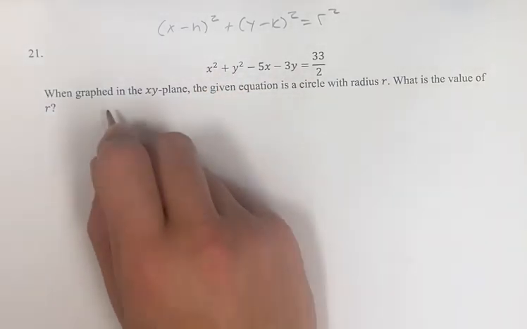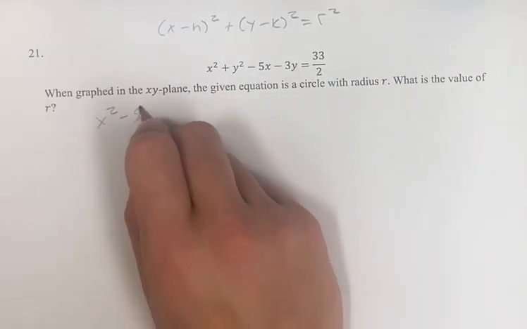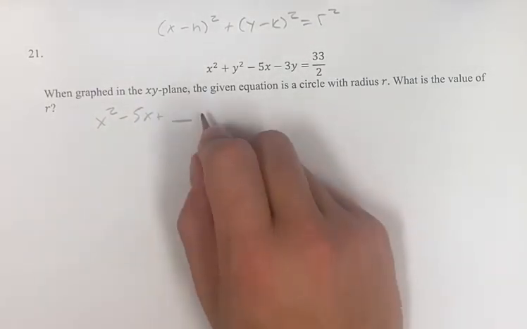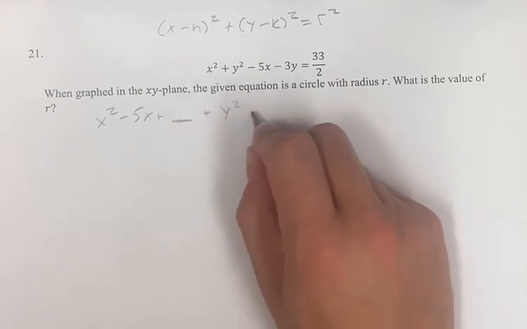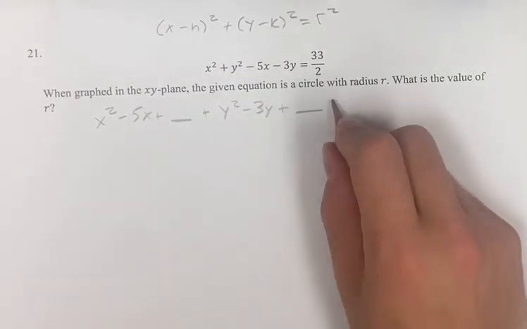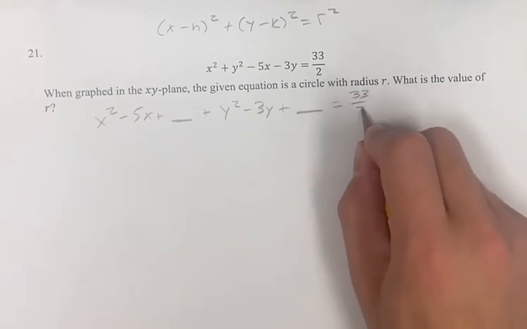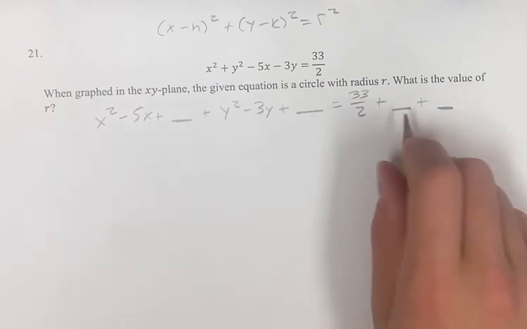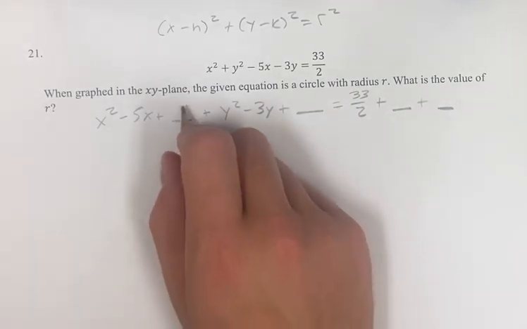So over on this side, we have x squared minus 5x plus whatever that constant is. Over here, we have y squared minus 3y plus whatever constant this is. And that's going to be equal to 33 over 2 plus those same two constants. Again, we want to add them on both sides to keep it equal. So how do we find this?